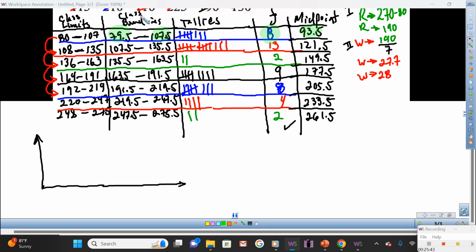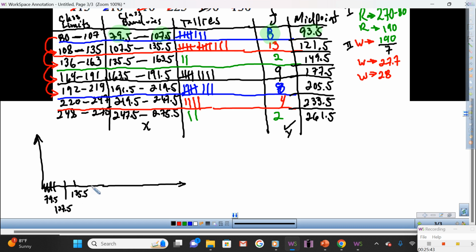So this is our X, and this is our Y. So for our X, we start at 79.5. Do the little squiggly here. We start at 79.5. Next one is 107.5. Next one, 135.5. Next one, 163.5. Next one, 191.5. Next one, 219.5. Next one, 247.5. And the last one, 275.5.